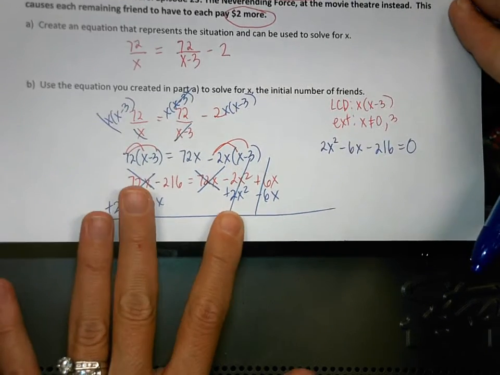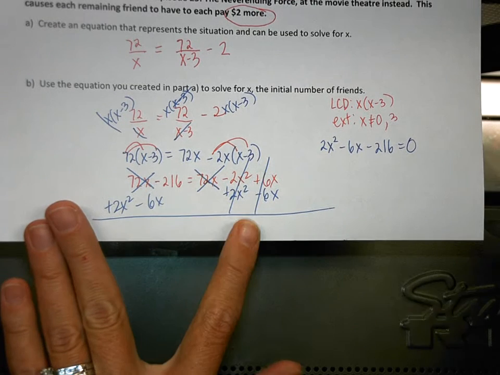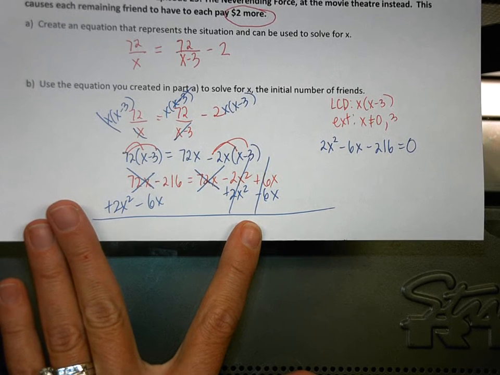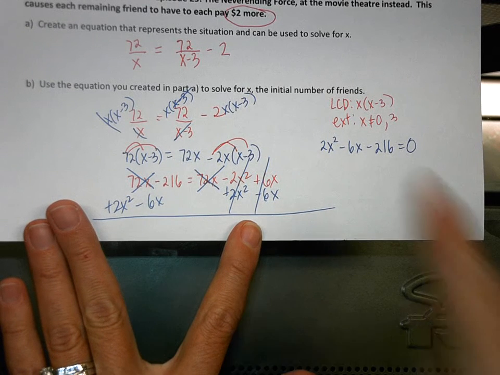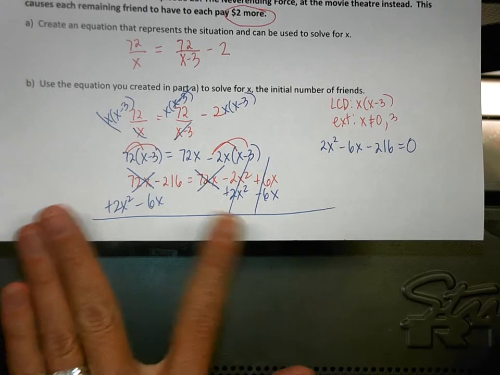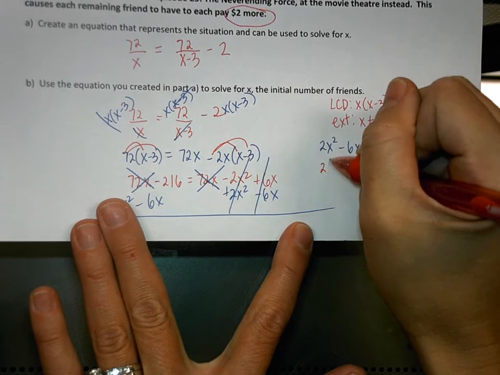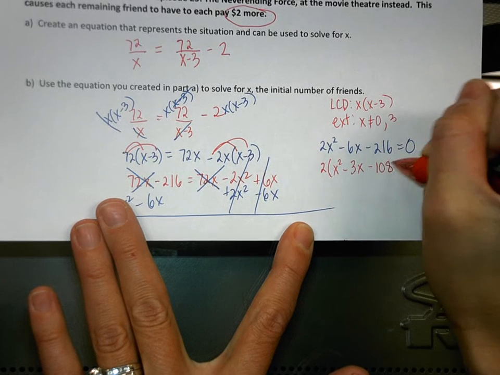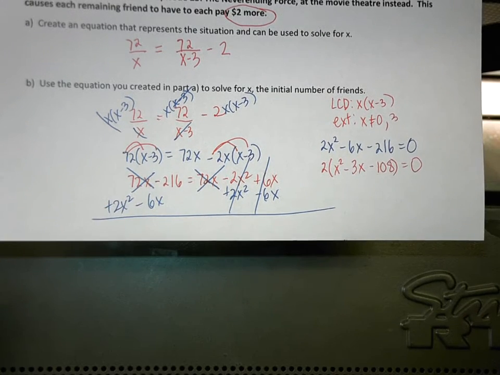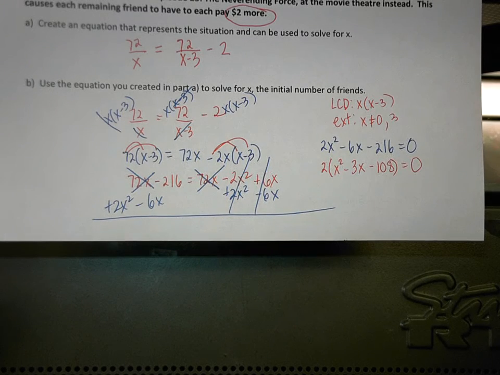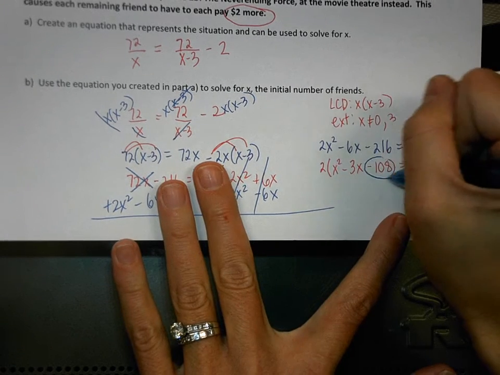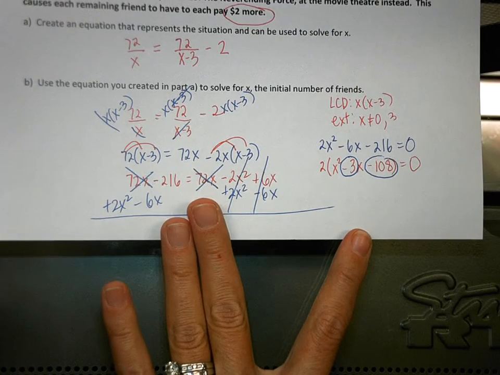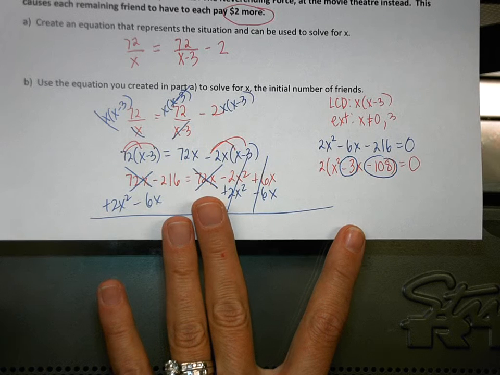Okay, and you'll find on most of these problems that there is a GCF, and hopefully you see that 2 divides evenly into each of those numbers. Okay, so you're not going to multiply over and do that. That's only if you can't take out a GCF. Okay, so I can take out a GCF, so I factor out a 2, and I get x squared minus 3x minus 108 equals 0. Okay, so that means we're looking for a number that multiplies to be negative 108 and adds to be negative 3.